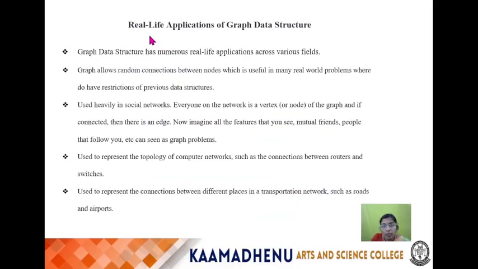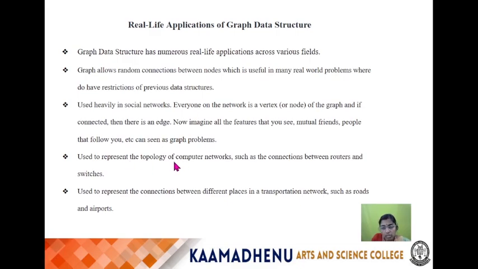Then these are the real life applications of graph data structure. Graph data structure has numerous real life applications across various fields. Graphs allow random connections between nodes, which is useful in many real world problems where we have restrictions of previous data structures. Used heavily in social networks, everyone on the network is a vertex or node of the graph, and if connected then there is an edge. Now imagine all the features that you see, mutual friends, people that follow you, etc. can be seen as graph problems.